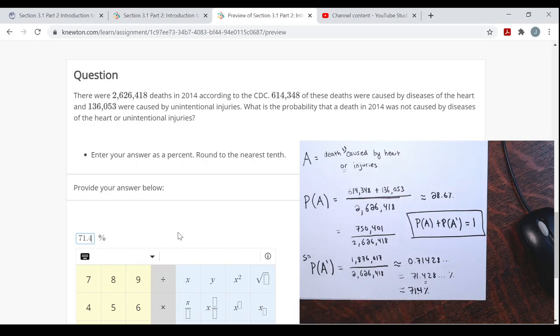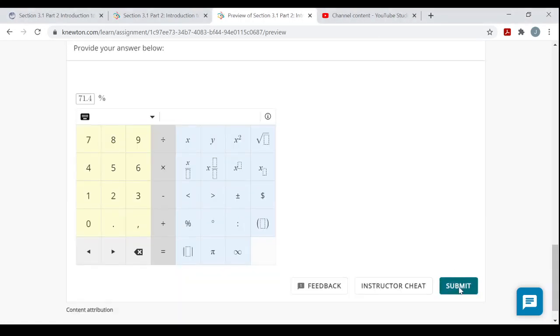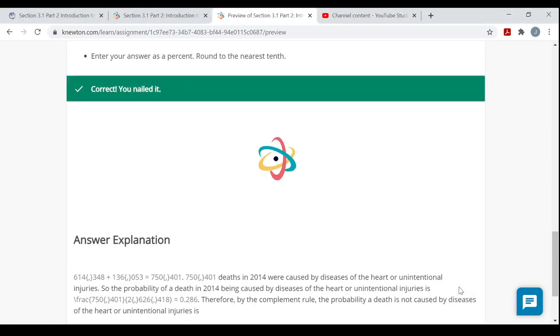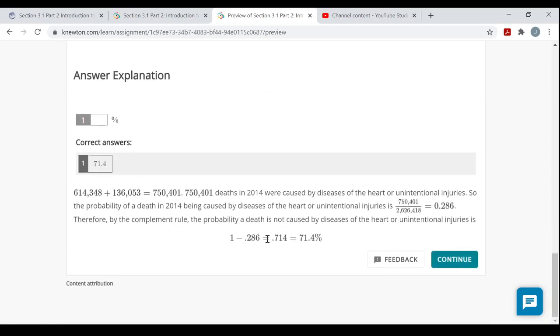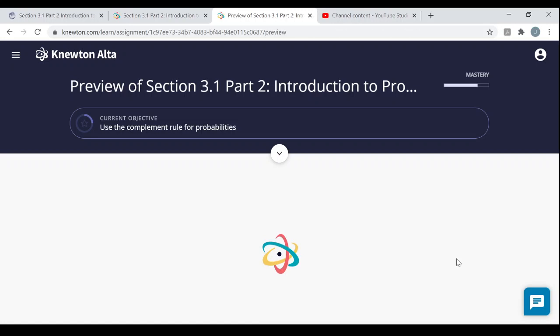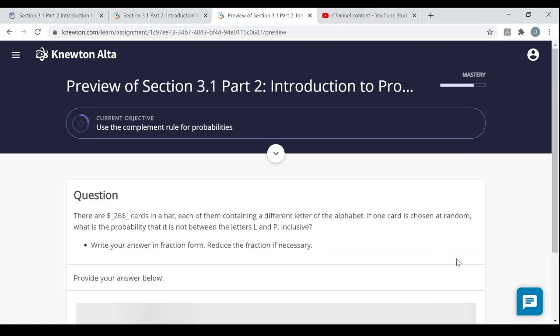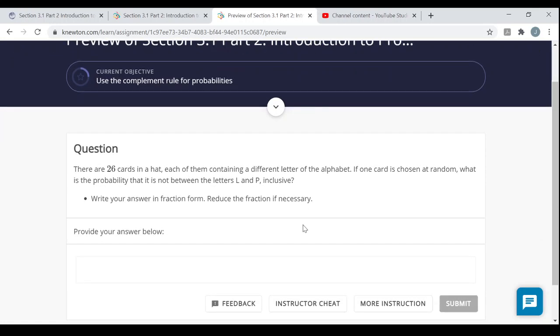All right, let's see if that worked out. Great. And I go through the explanation again here and all that. And that's pretty much what the rest of this is like. Here's an event. What's not that event? What's the probability of not that event?